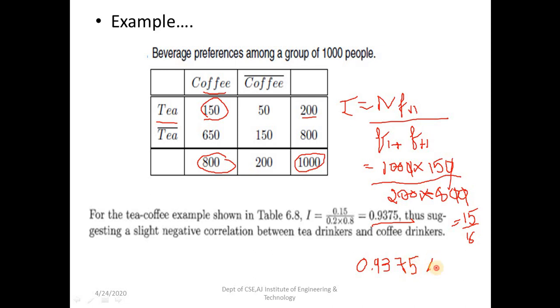is less than 1, correct? It is slightly less than 1. So, we can tell that there is a slight negative correlation between tea drinkers and coffee drinkers. Okay, because it is slightly less than 1, we can say that there is a slight negative correlation between tea and coffee drinkers. So, this is how we calculate the interest factor.